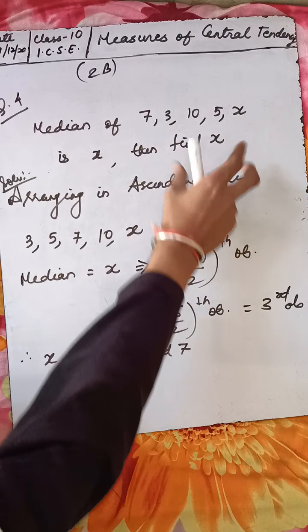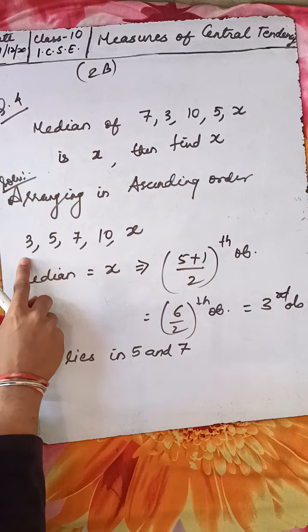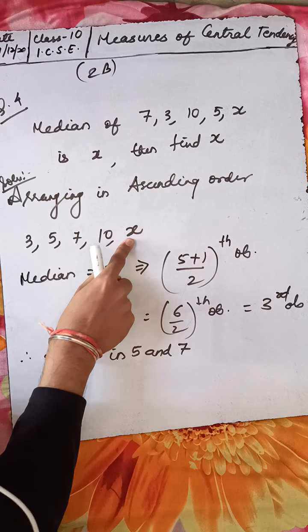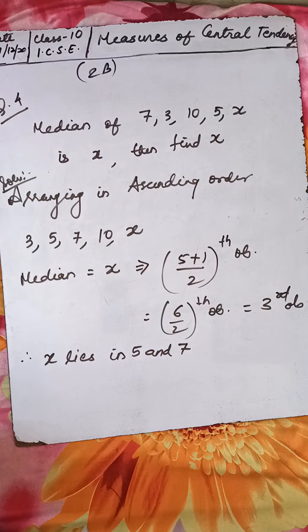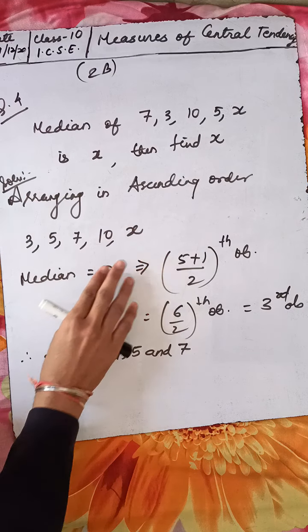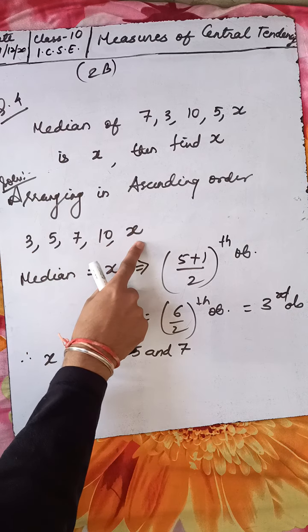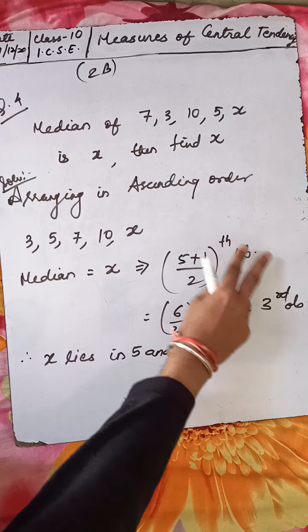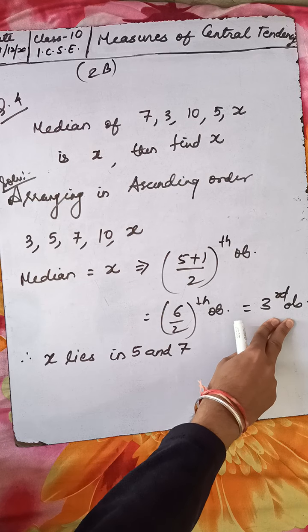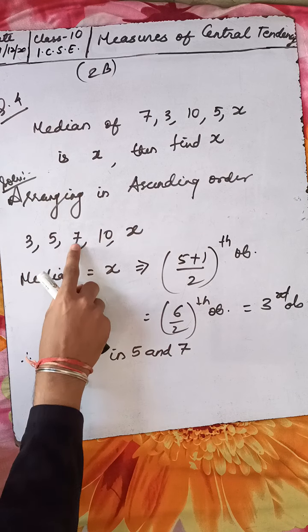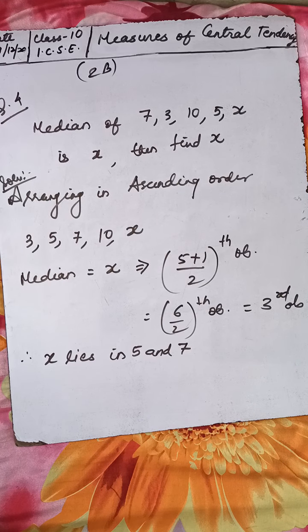Arranging in ascending order, first of all I have arranged this as 3, 5, 7, 10, and x. Now you'd be thinking that we don't know x, and in the question it's also not specified what x will be. So always remember, in such types of questions we arrange in this way and we take x at the last. What will be the median? 1, 2, 3, 4, 5. This is an odd case, so the (5 plus 1) divided by 2, the third observation. Now if you see the third observation from here, it is 7, so your answer could be 7, right?